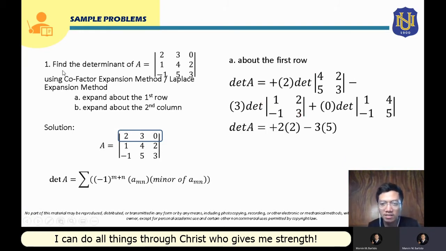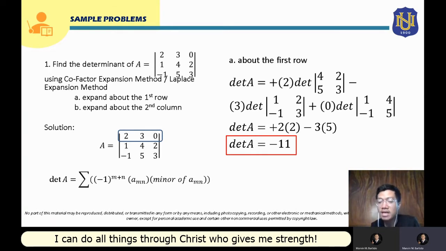So solving for this, the determinant of this is 2 times 2, positive 4. And then this will be minus here since that is negative. The determinant of this is 5 times 3. So this will now be the determinant of A. Solving for this is 4 minus 15, so this will be negative 11. This will now be the answer for the determinant of matrix A.